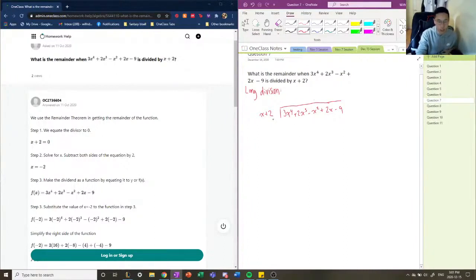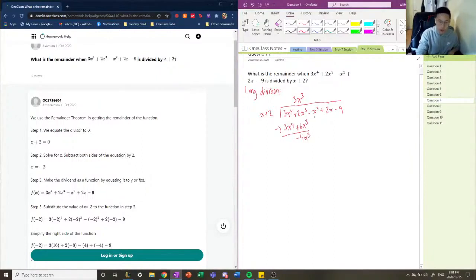So instead of multiplying digits by other digits to subtract from this large number, we're going to multiply our divisor by values of x, or variables of x. To get rid of 3x to the power of 4, we have to multiply our divisor by x cubed, and we also want to get rid of this 3, so we multiply by 3x cubed. 3x cubed times x plus 2 is 3x to the power of 4 plus 6x cubed. If we subtract this, we get negative 4x cubed.